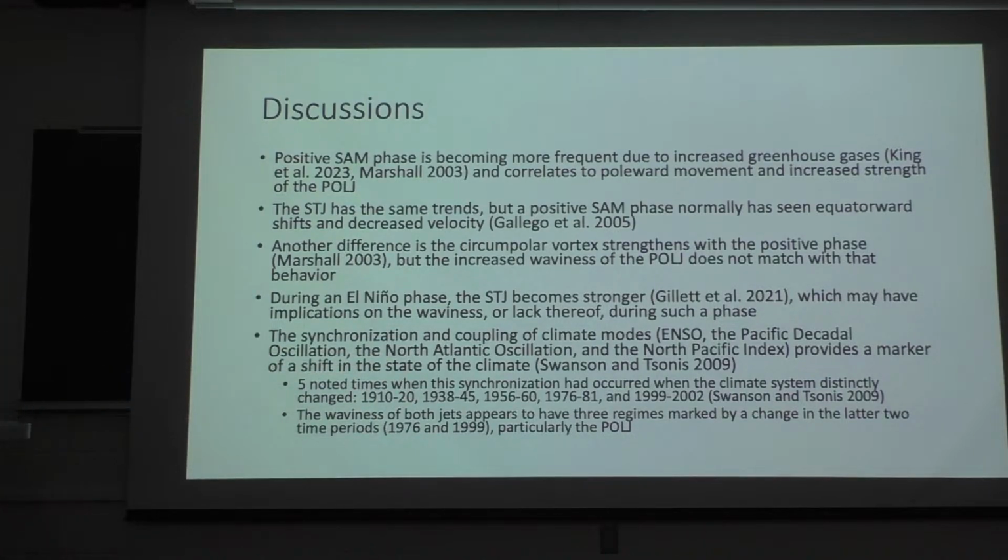And the waviness of both jets appears to have 3 regimes, marked by change in the latter 2 time periods, which is what I had talked about, where the jet had increase and decrease in waviness in the beginning of the time series, and in the middle. And it lined up with these synchronizations of coupling of climate modes.